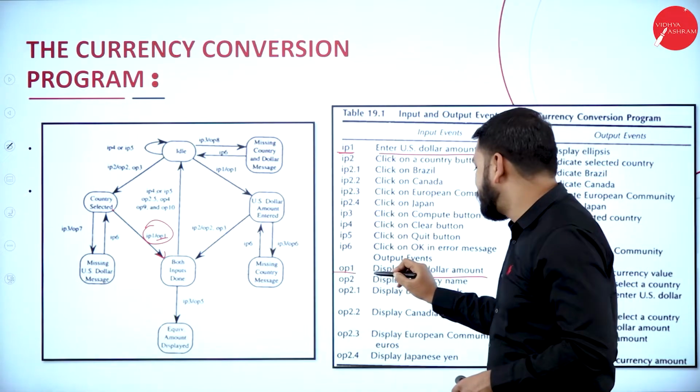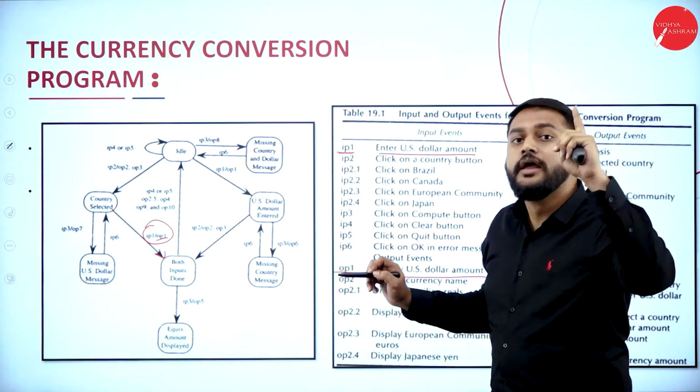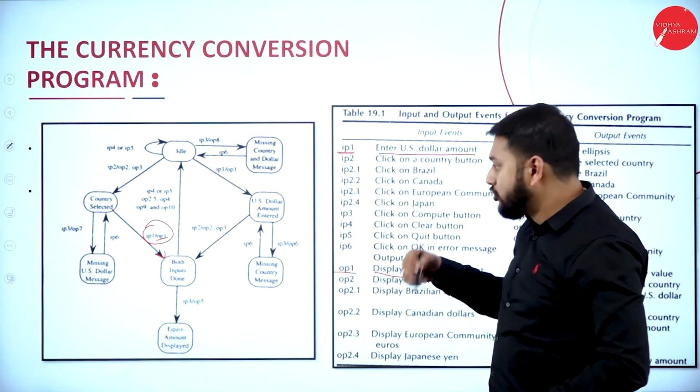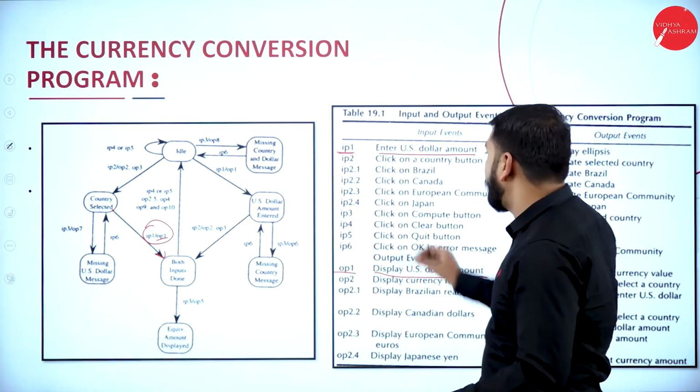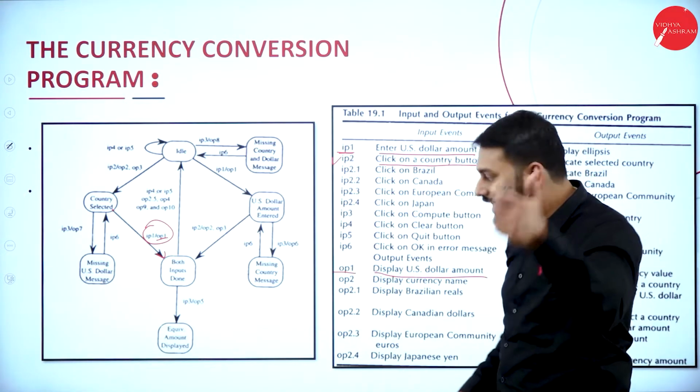For this, it displays the US dollar amount. That is the output. That's what you need to observe with respect to input 1 and output 1. Now, after this, what is the next one that I have? Observe IP2. Click on a country button.